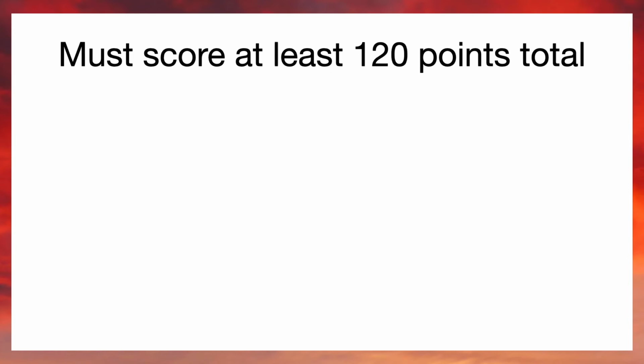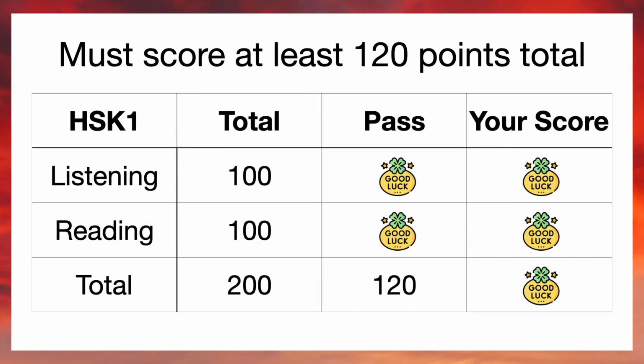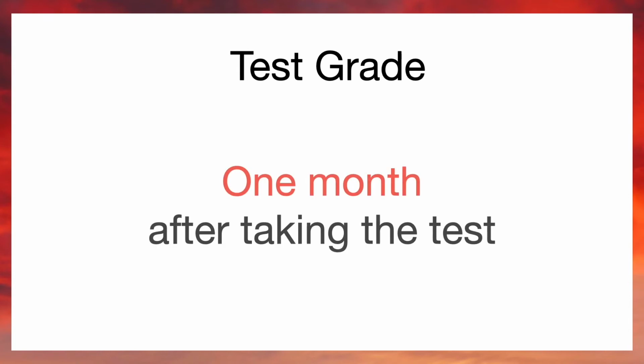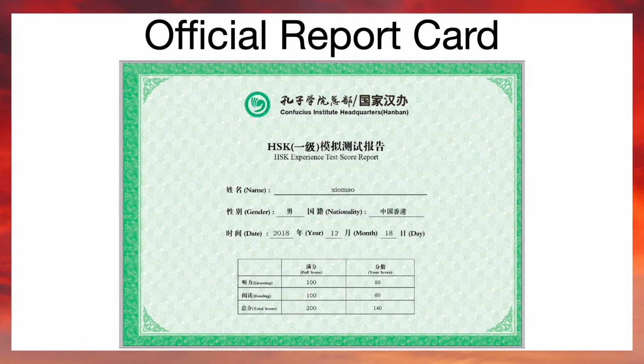In order to pass HSK Level 1, you need to score at least 120 points in total. You can check the HSK1 test results 1 month after the examination date. The report card will be mailed to you 2 or 3 months after the examination date.